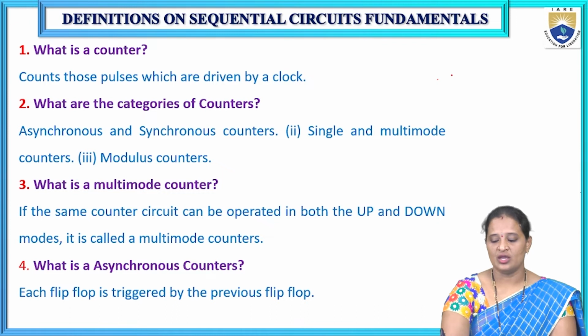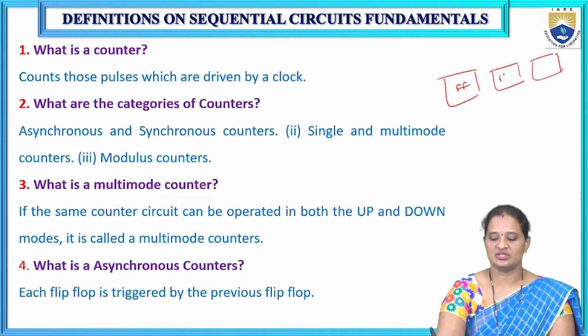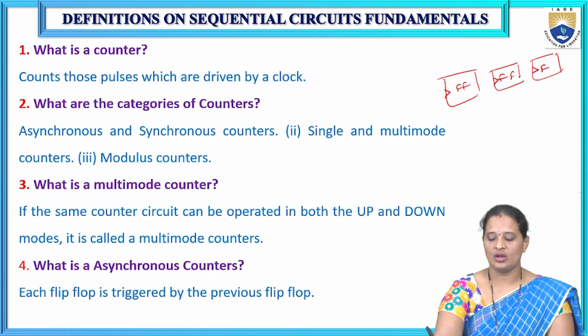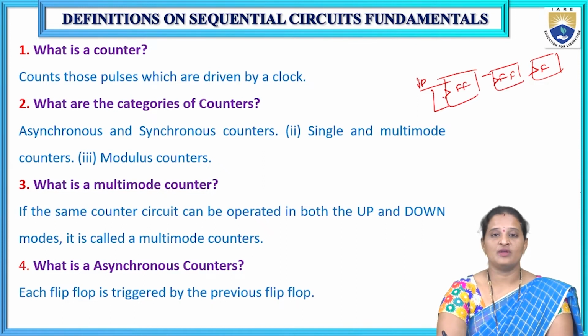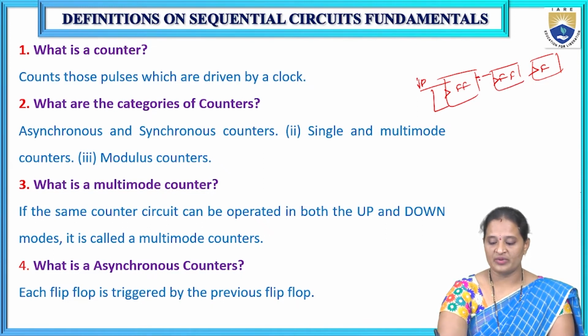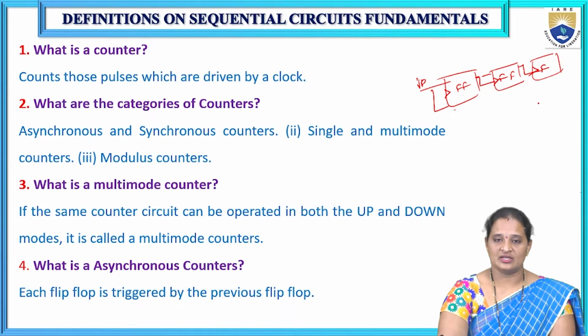As you all know, counters are formed by cascading a number of flip-flops. So these are the flip-flop stages here. Each flip-flop will have a clock and its inputs. For example, it may be a JK flip-flop, T flip-flop or D flip-flop, whatever the type of flip-flop. If the output of one flip-flop is taken as the clock input to the other flip-flop, then such a counter is said to be an asynchronous counter.